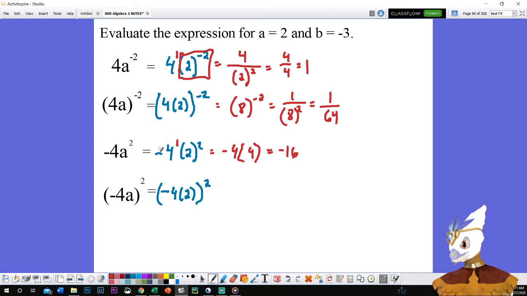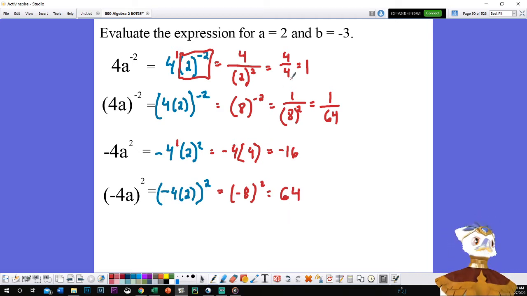A lot of people would take that guy and move him down to the bottom. Next over here, order of operations tells me let's go ahead and multiply those first. That gives me negative 8. Negative 8 all squared is the same as negative 8 times negative 8, which is 64. 64 is your final answer.